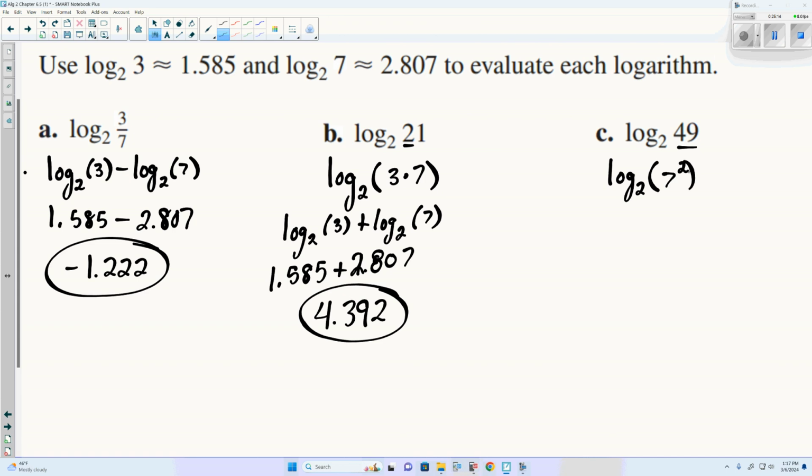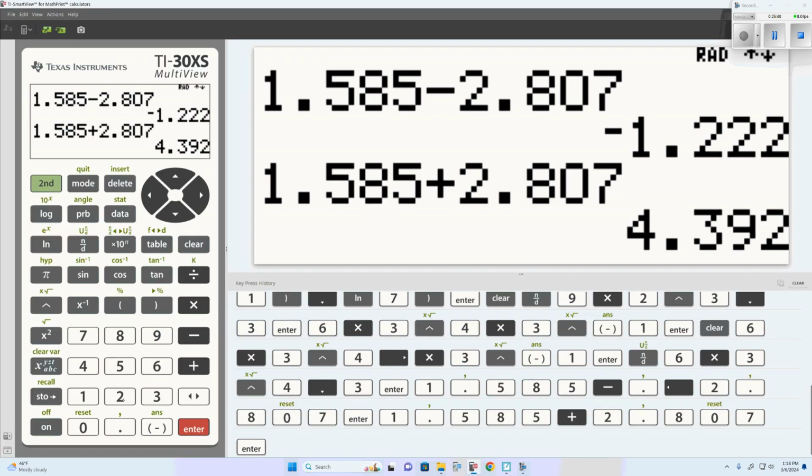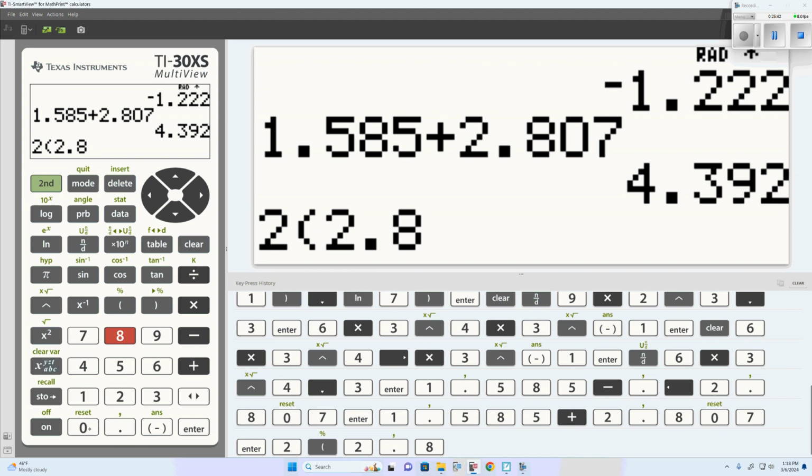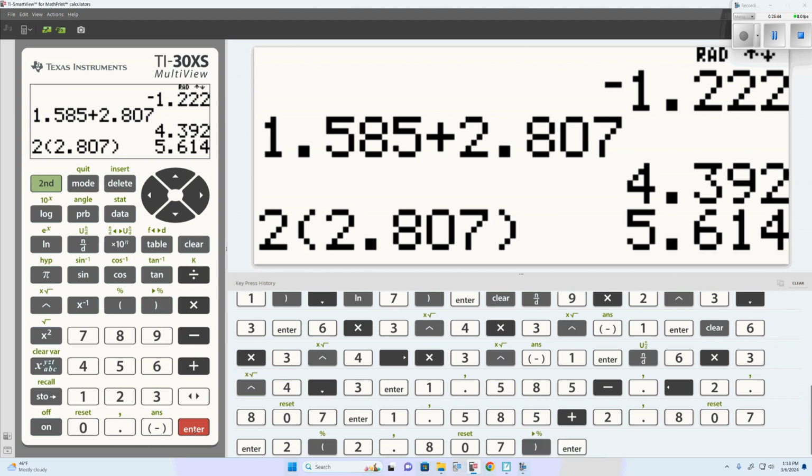So from here, we can use which property? Product, quotient, or power? Power, because we can move the 2 out front. 2 log base 2 of 7. Well, again, log base 2 of 7 is 2.807, yes? So now we just need to multiply that by 2. 5.614.